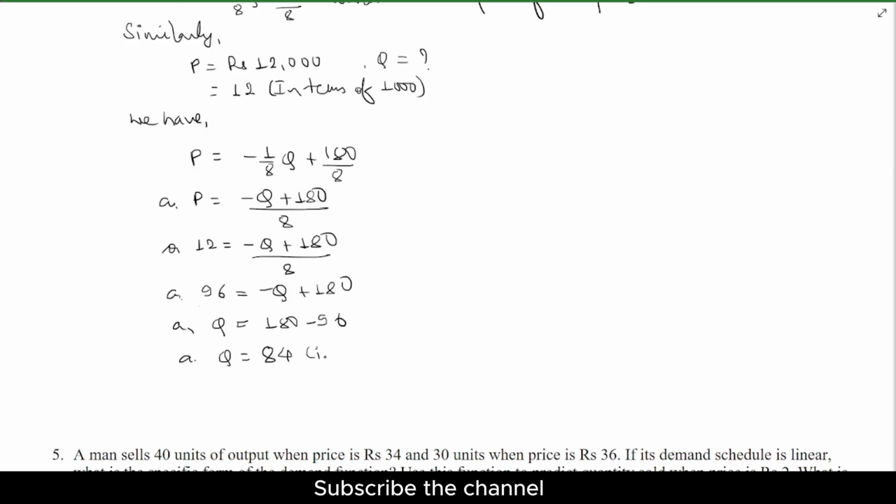It is in what? In thousand. Therefore, when the price equals rupees 12,000, then the quantity will be 84,000. This is up to question number 4.